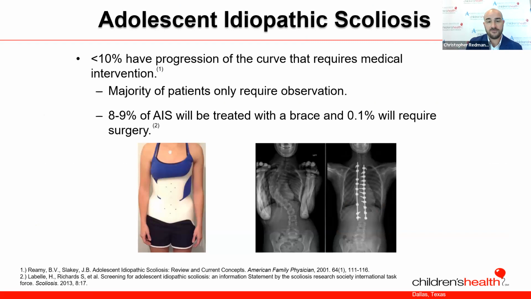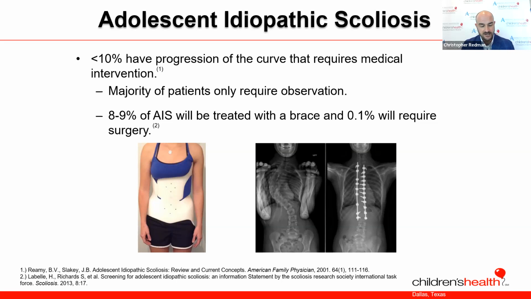Observation remains the most common form of treatment for scoliosis. As we discussed, less than 10% of patients will demonstrate progression of the curve that will ever require any type of medical intervention. It's estimated that only 8 to 9% of patients with adolescent idiopathic scoliosis will meet the criteria that will require bracing, and only 1 in 1,000 will ever actually require surgery.